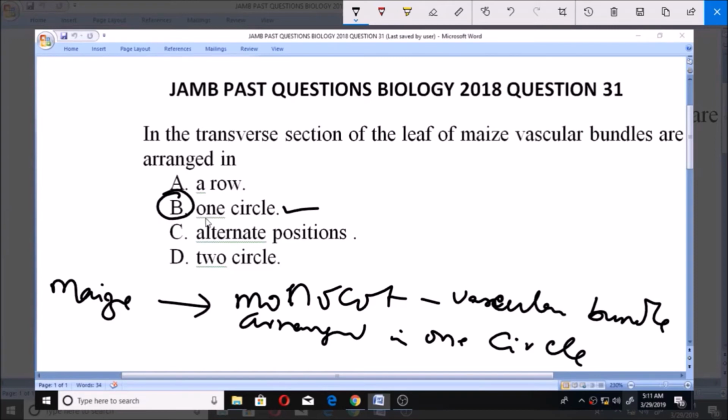This you can see under transport system in plants. If you check the transport system in plants, you'll be able to see this. So the right option is B.